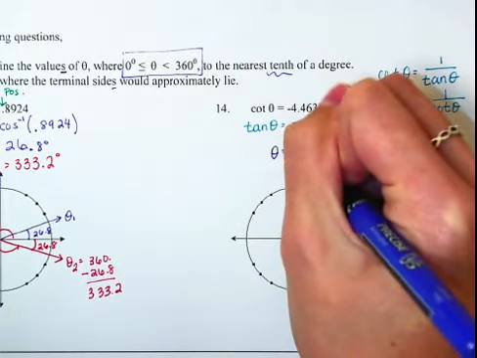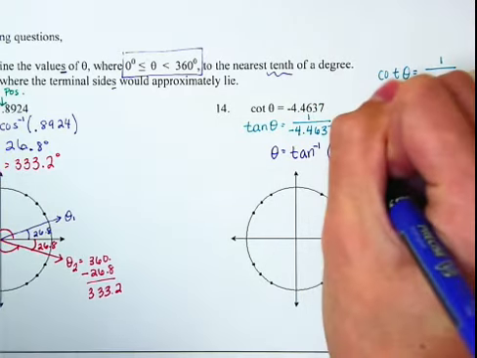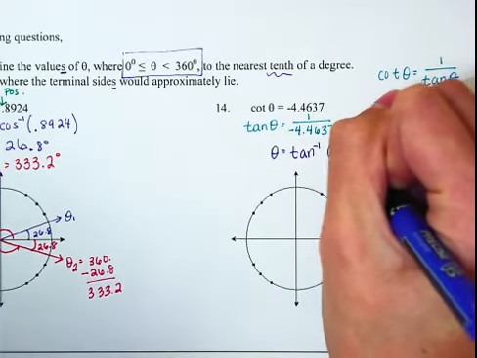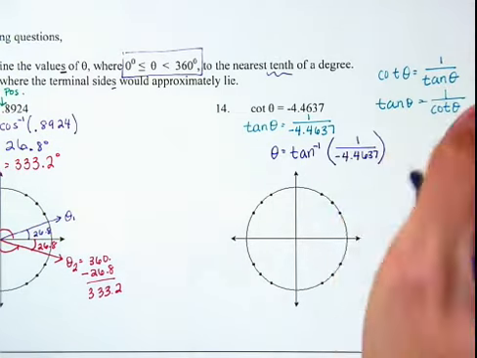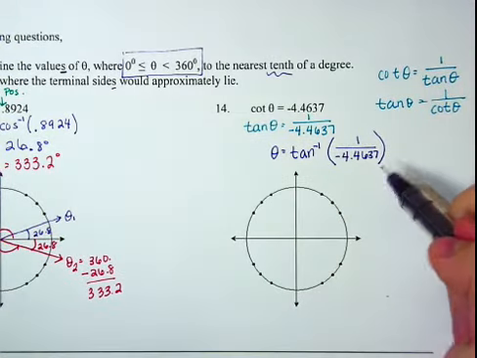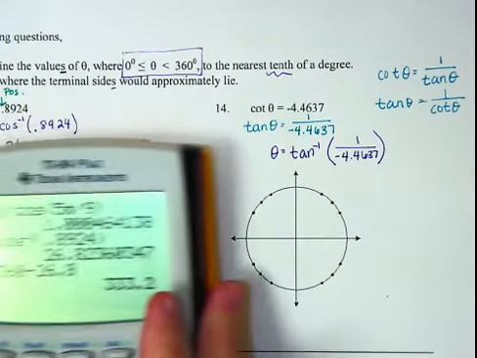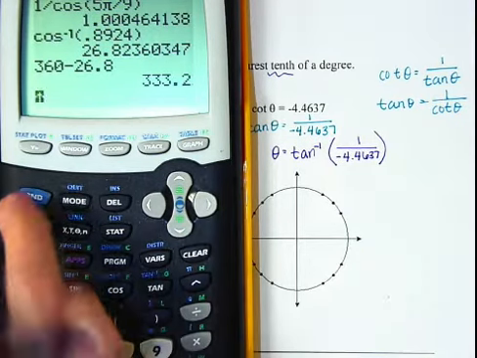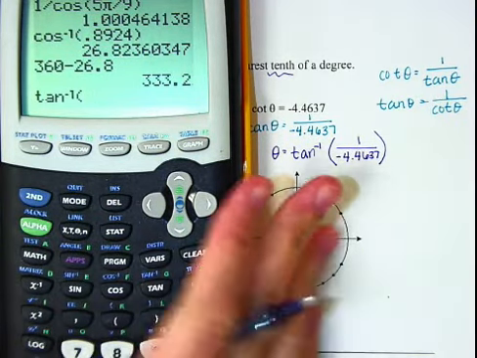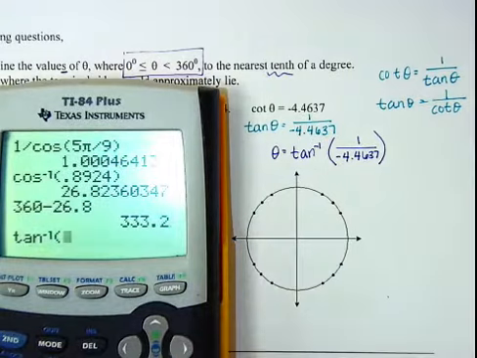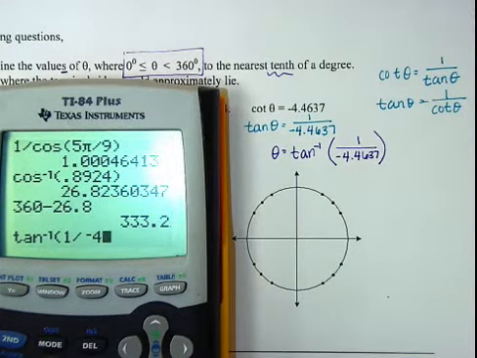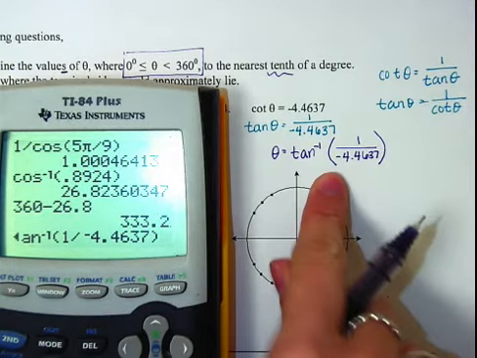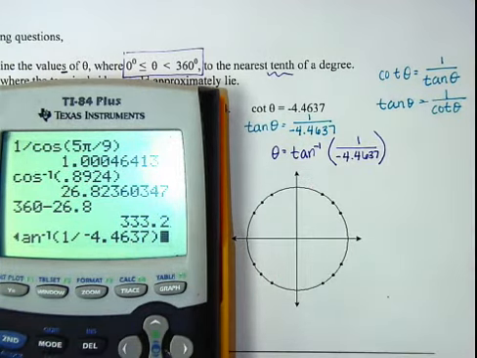So tangent inverse of 1 over negative 4.4637. I can type it into the calculator like that. That looks pretty good. So I'm going to type it in. Tangent inverse, second tangent. Notice how it has tangent inverse above. Of 1 over negative 4.4637. That looks pretty close to what I have here. It's just not vertically aligned with the fraction. But other than that, it's exactly what I have on my paper.